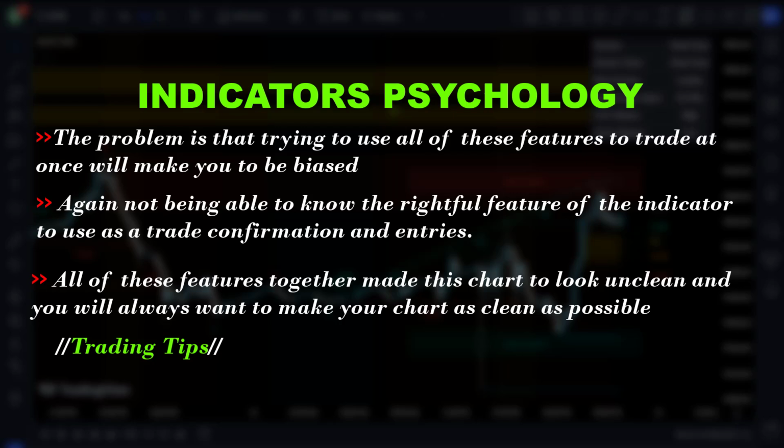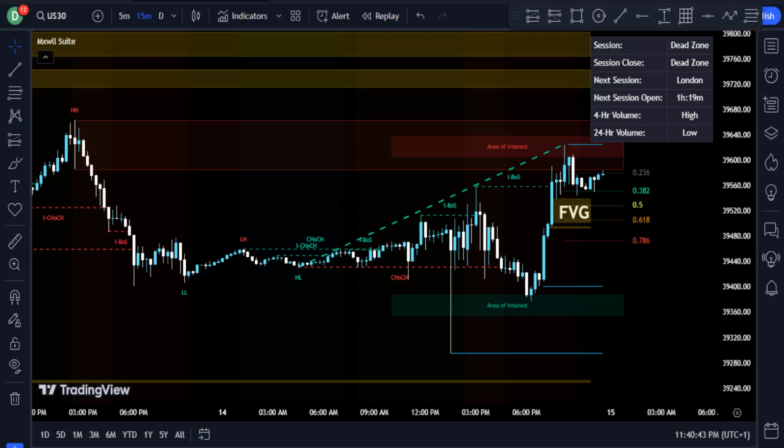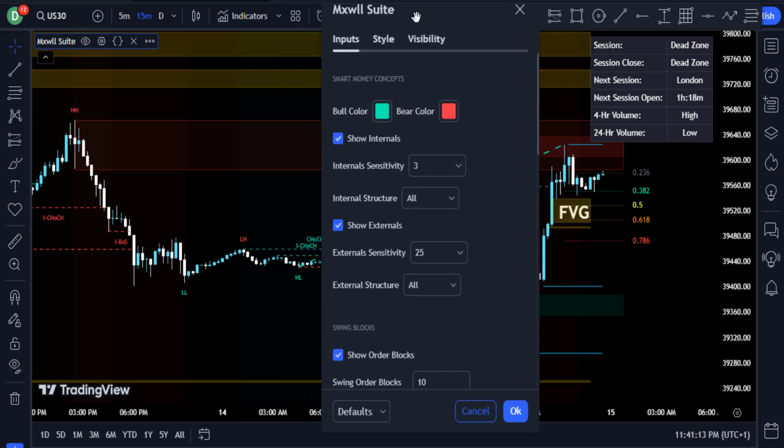And you will always want to make your chart as clean as possible so as to easily spot trade entries. And for this reason, we are going to go to the settings of the indicator to modify the settings in there. Now, here on the input section, you are going to change this internal structure to 8 and the external structure to 50.